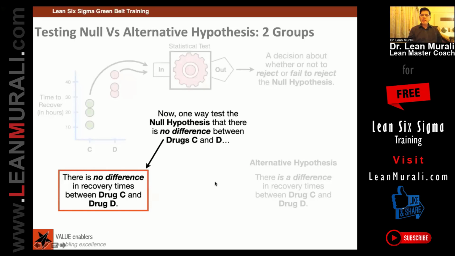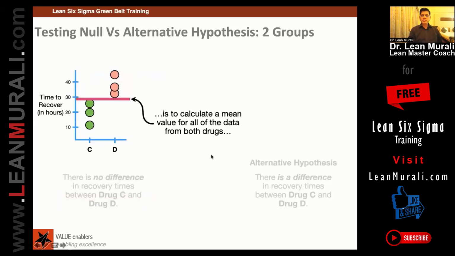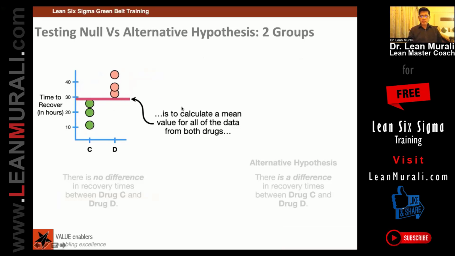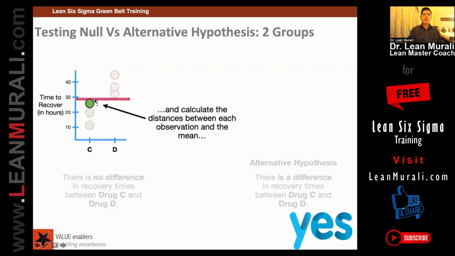Now, one way to test the null hypothesis that there is no difference between drug C and D is to calculate the mean value of all the data from both the drugs. Is it possible to calculate the mean value of all the data from all the drugs? For example, the recovery times of all greens and recovery times of all these pink or red ones. You put all the data together, is it possible to calculate the mean? Yes, it is possible, and this is the line.